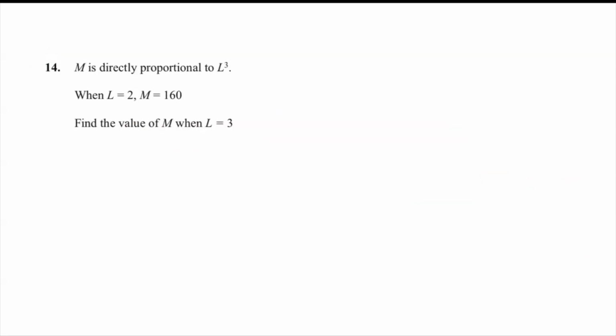Okay, our next question. We're being told that m is directly proportional to L cubed. That leads to the equation m equals kL cubed. And now we can just substitute in the information that they've given us. m is 160, L is 2, which is going to lead to 8k, giving us k as 20.